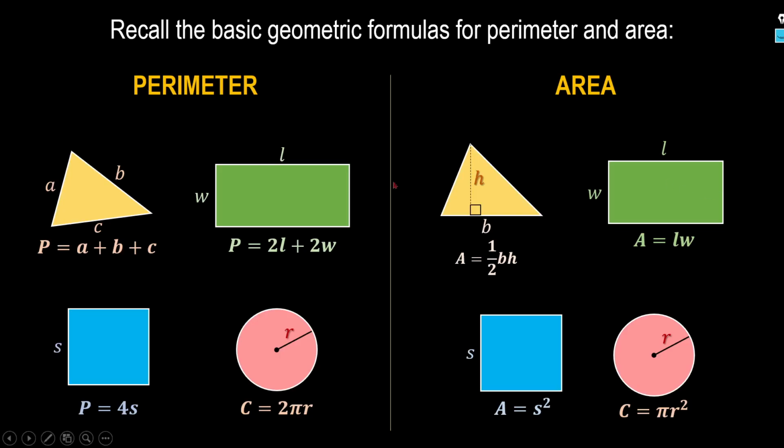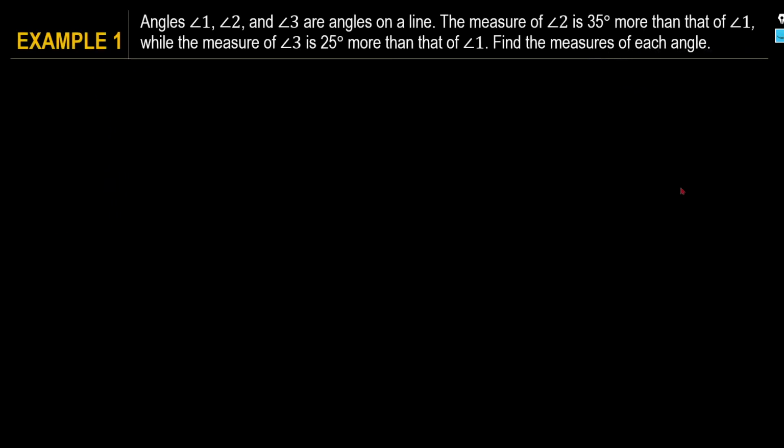Now, on to an example. Angles 1, 2, and 3 are angles on a line. The measure of angle 2 is 35 degrees more than that of angle 1, while the measure of angle 3 is 25 degrees more than that of angle 1. Find the measures of each angle. As always, pause muna ang video, try answering it yourself using the full RESA format, then hit play when you're done. Right, at this point dapat meron na kayong sagot.